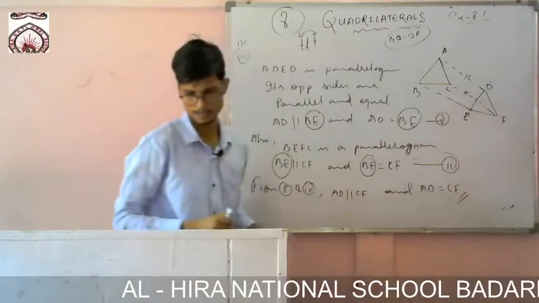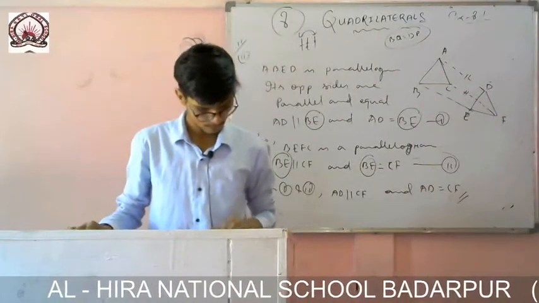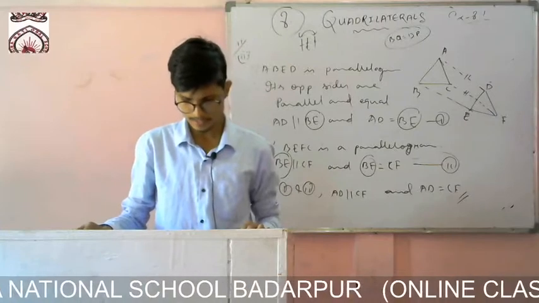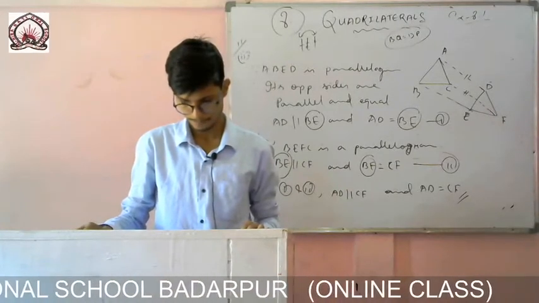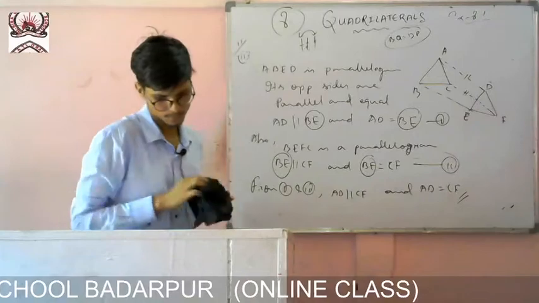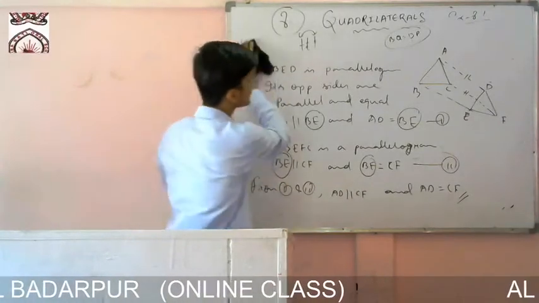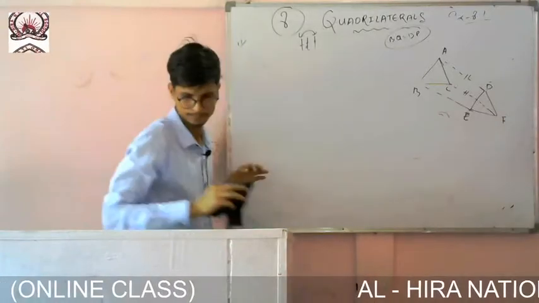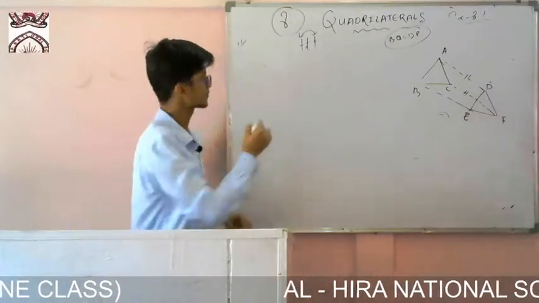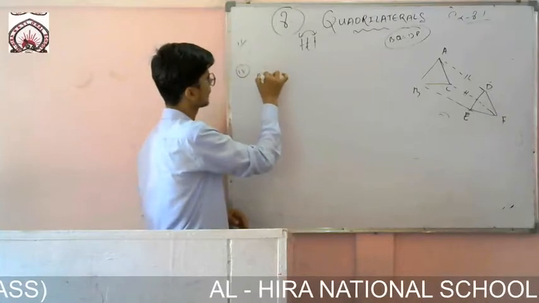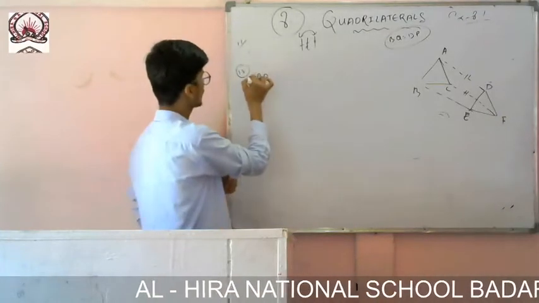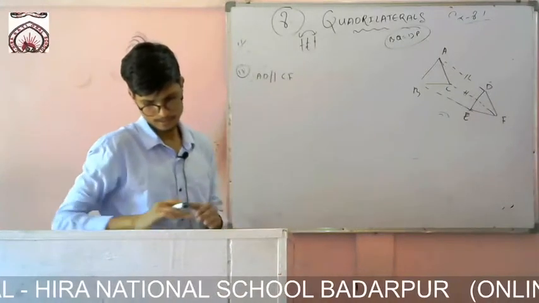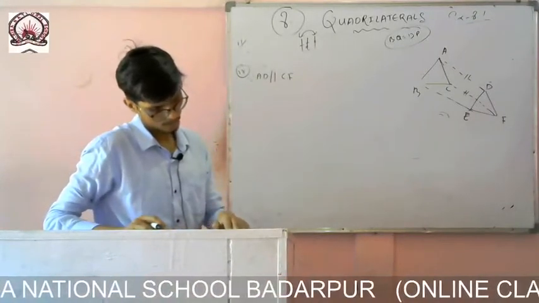So finish this one. Now Roman number 4, you have to show that ACFD is a parallelogram. Okay, let me show this one. Roman number 4, you write, since AD is parallel to CF, you see in your book it is given.